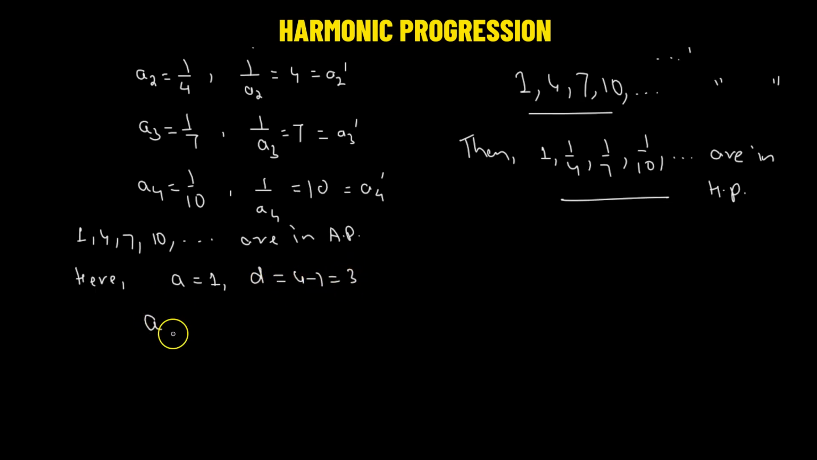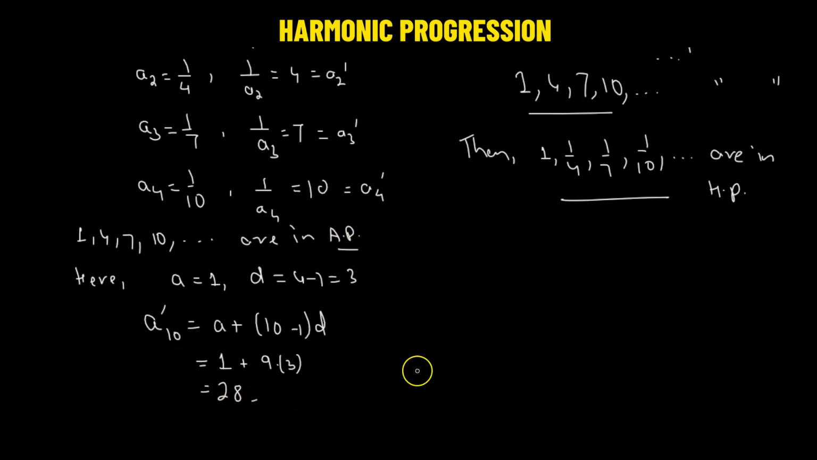Now how do we find the 10th term? That's given by the formula a plus 10 minus 1 times d. So this will be equal to, our first term is 1, 10 minus 1 is 9, 9 times d, and d is 3. So 9 times 3 is 27, and 27 plus 1 is 28. So this is in fact a10 prime, the 10th term of the arithmetic progression.